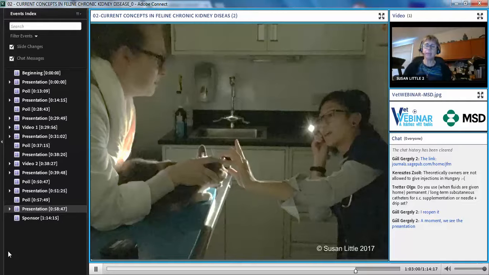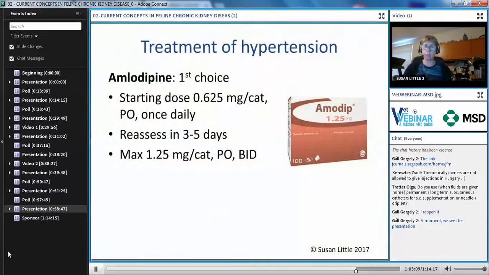So even if you can't measure blood pressure with equipment in your practice, you can look at the retinas. And if you see changes in the retinas that suggest high blood pressure, that might be enough for you to go ahead and treat your patient.